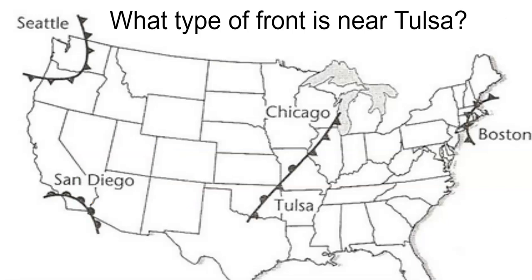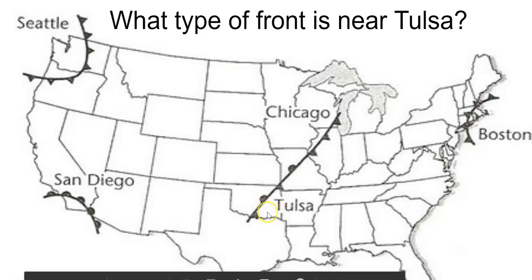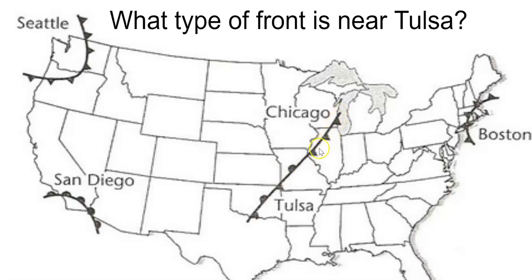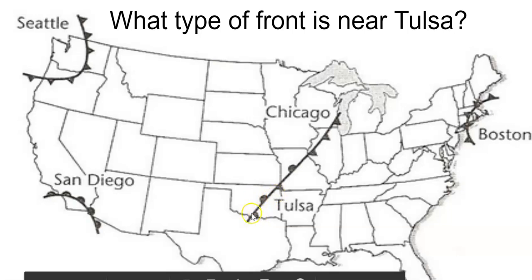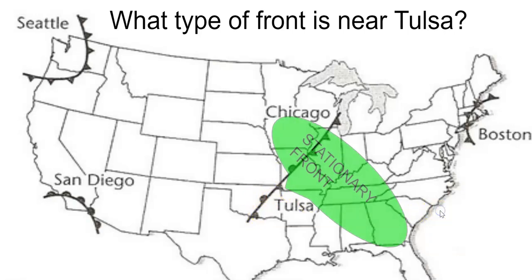What type of front is near Tulsa? So if we look at Tulsa, now this long line, notice there's two different fronts. This is a cold front, but over Tulsa, we have the half circles on one side and the triangles on the other. So near Tulsa, that would be a stationary front.